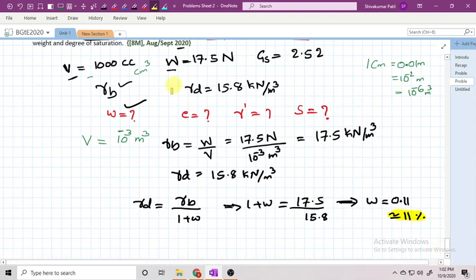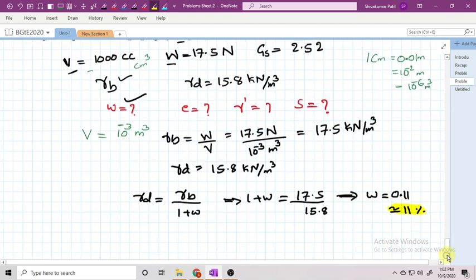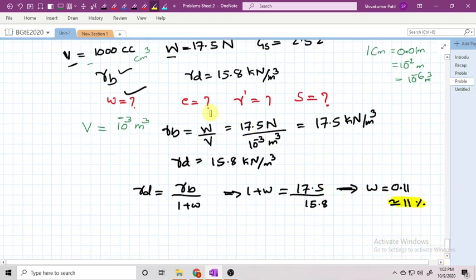Okay, next they are asking void ratio also. So how can I find that out? I know gamma d, right? So gamma d is equal to, what is the formula? Gs into gamma w divided by 1 plus e. Everything I know except the e value.